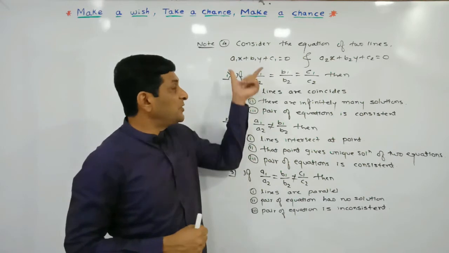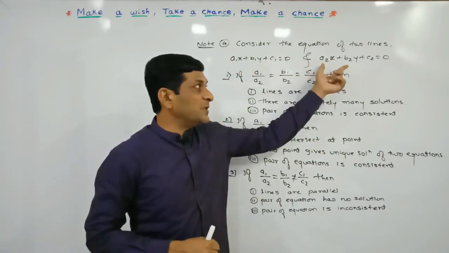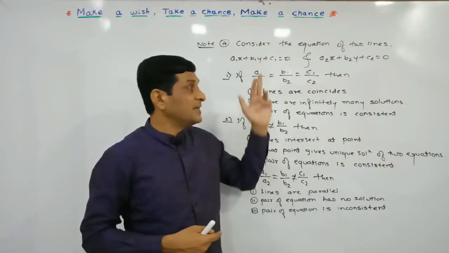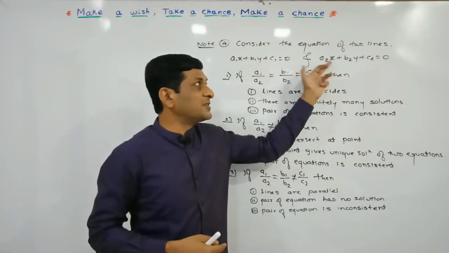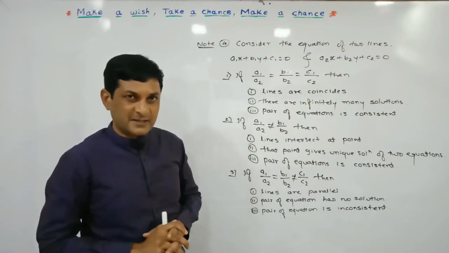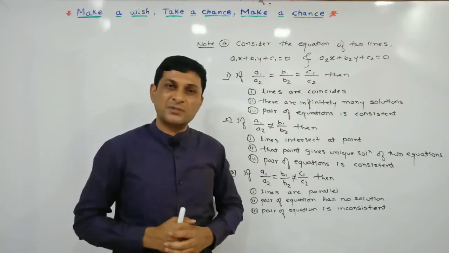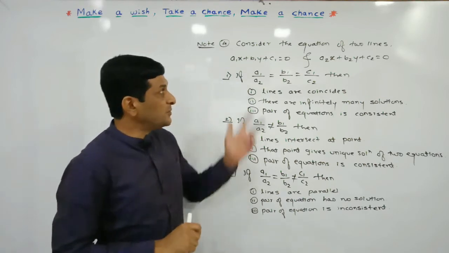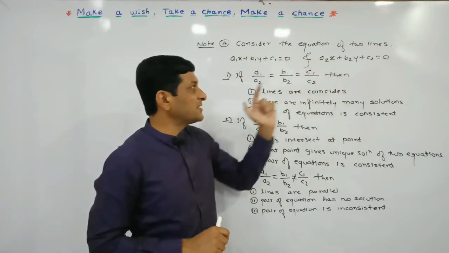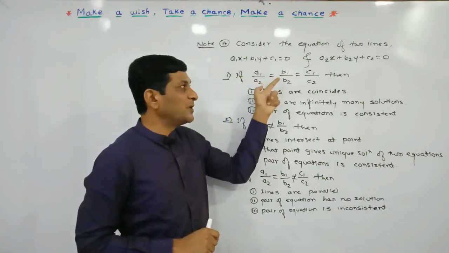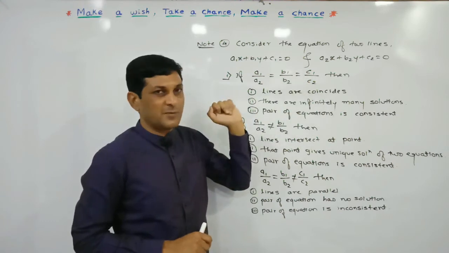Now see the last note. In this case, the equations of two lines are given to us. We know that a linear equation in two variables represents what? A straight line. So here this is the first line and this is the second line. This result you have already studied in class 10th, but sometimes we have to use it while solving objective type questions. So if the equations of two lines are given to us, and they satisfy this condition that a1 upon a2 is equal to b1 upon b2 is equal to c1 upon c2.